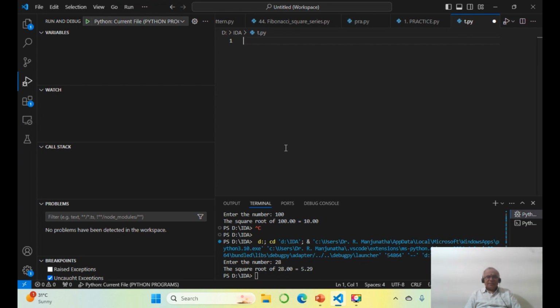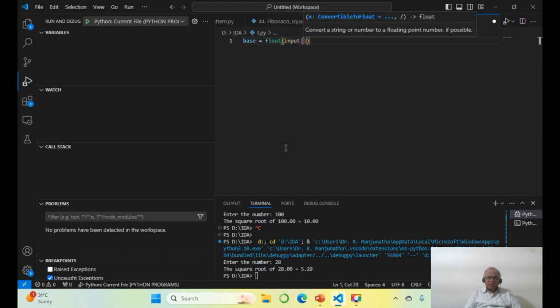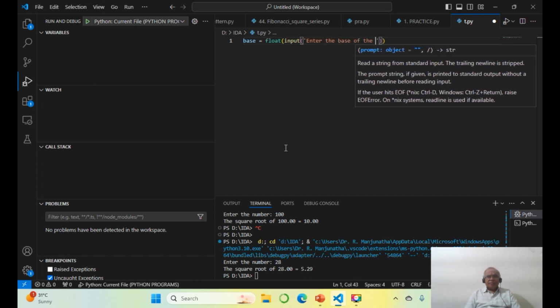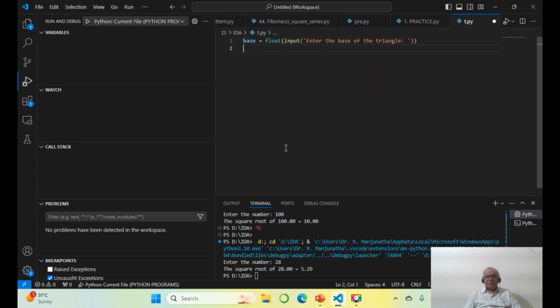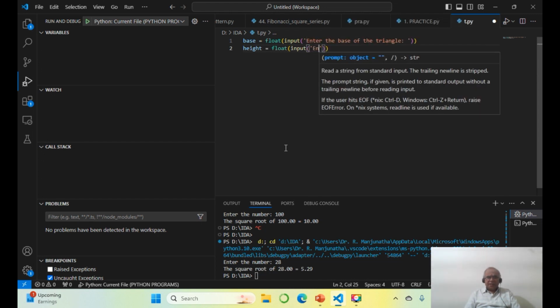So first I am going to consider base, float, input, enter the base of the triangle. Then we have height, float input, enter the height of the triangle.